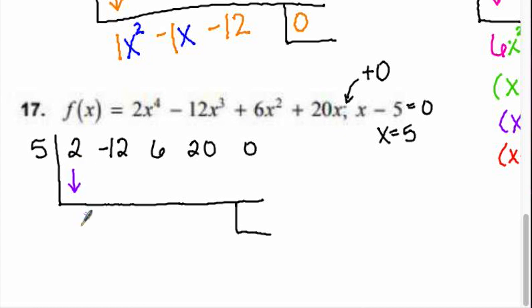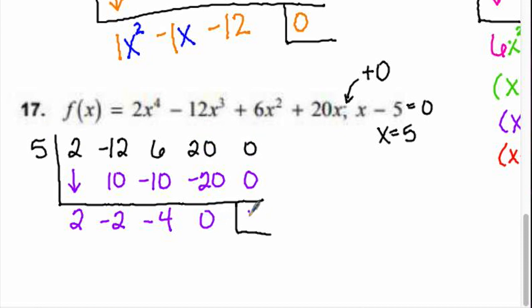All right, pull that first one straight down. 2 times 5 is 10. Add these guys up. We have negative 2. Negative 2 times 5 is negative 10. 6 and negative 10 is negative 4. Negative 4 and 5 is negative 20. Negative 20 and positive 20 is 0. 0 times 5 is 0. 0 plus 0 is 0, so our remainder is 0.